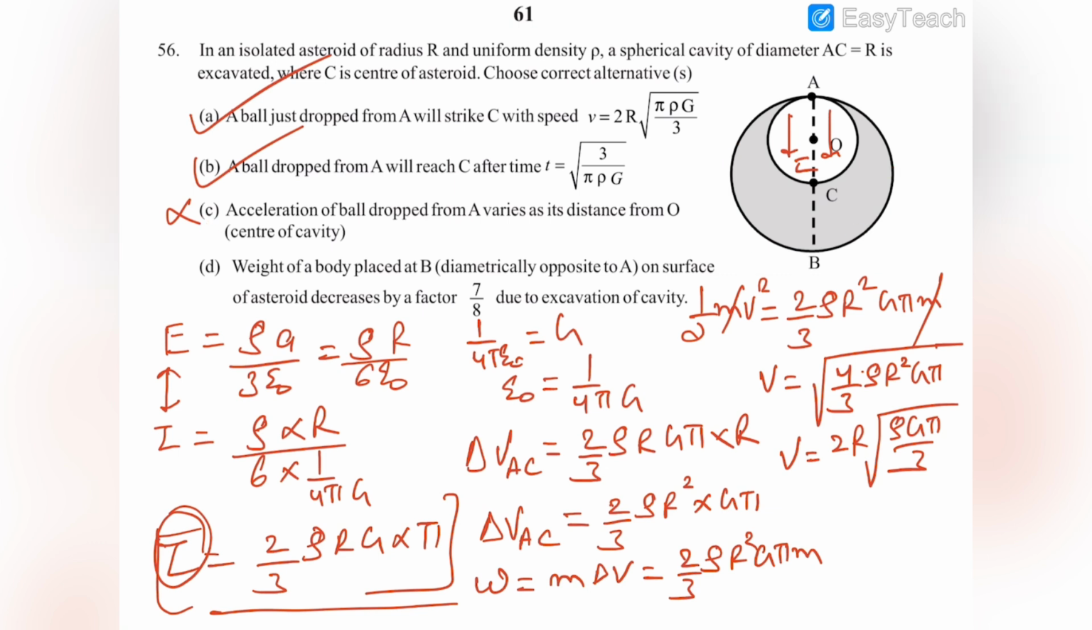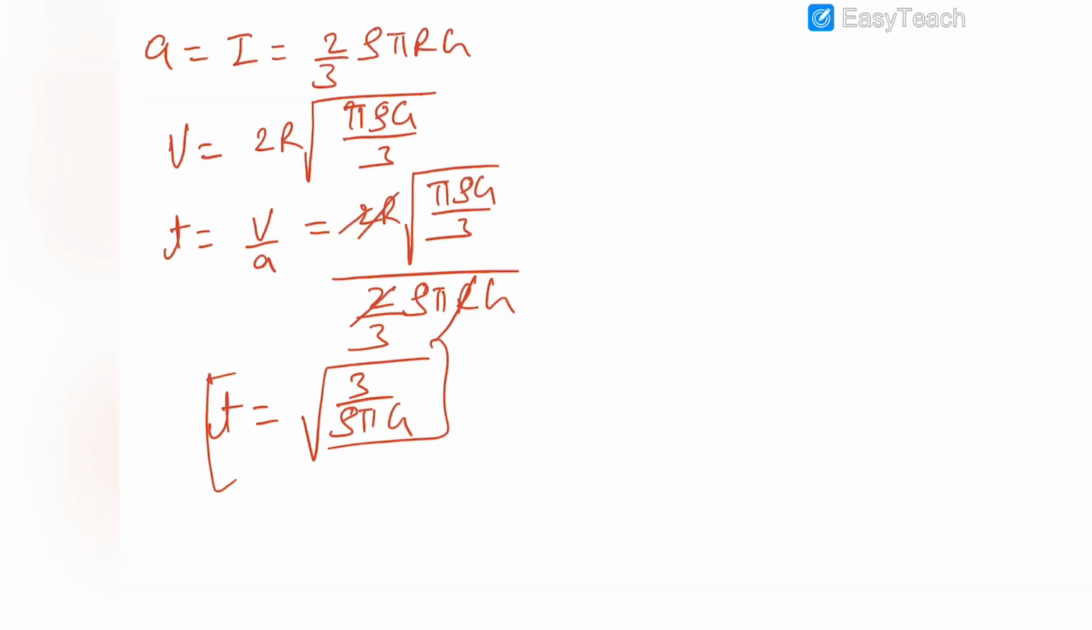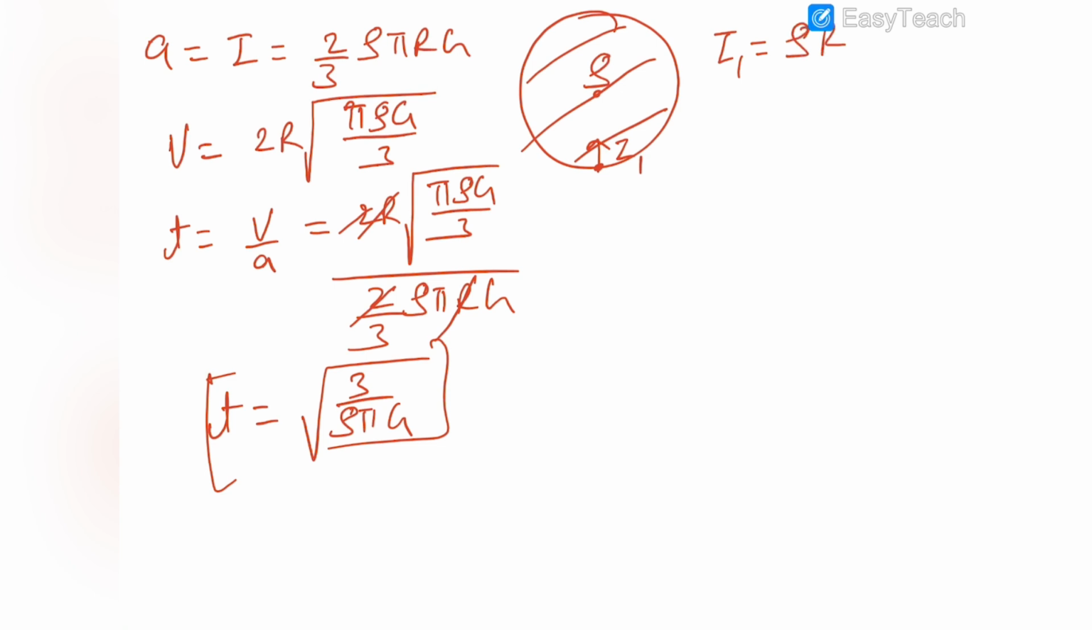And option number 4, which is the weight of the body which is placed at point B decreases by a factor of 7 by 8 due to excavation of this cavity. Let us examine this also. So if this sphere was initially full, complete, and no cavity was excavated, then the intensity of gravity at this point B was rho r by 3 epsilon naught.